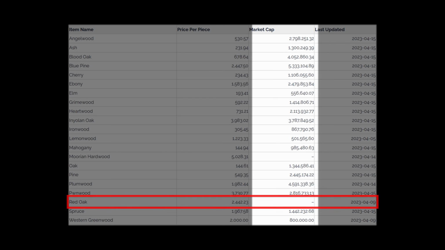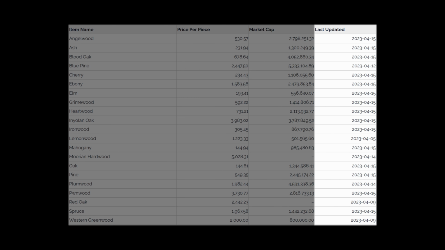The final column is the updated date. The period indexes are only updated when something significant happens. Some items are notoriously low in volume and so they don't change very much.